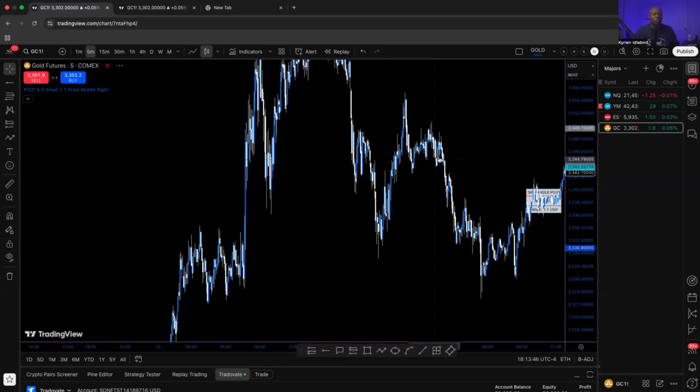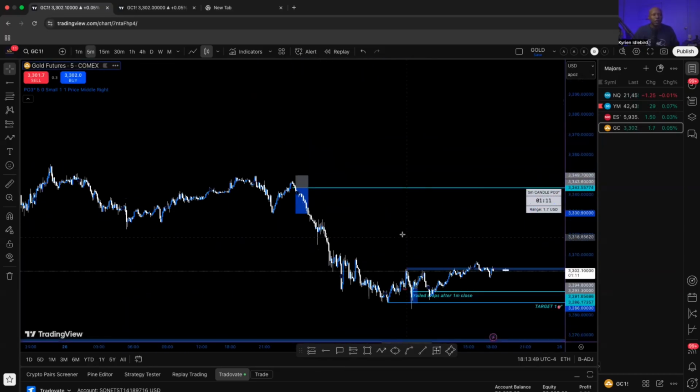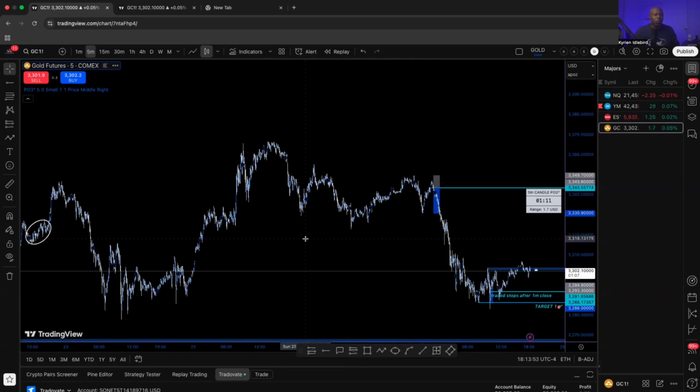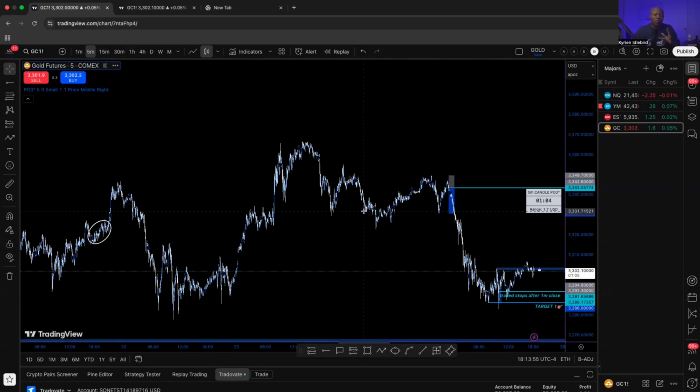You can see price began to continue running to the downside here, and we could see that these lower time frame structures were taken out. Now, this was all a part of a larger time frame wave, which we broke down in our VIP Telegram.